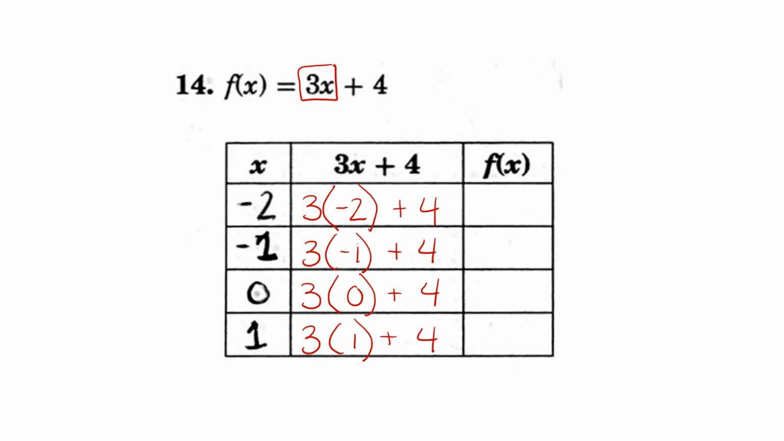Solve each problem independently. 3 times 2 is 6, but 3 times negative 2 is negative 6. Negative 6 plus 4 is negative 2.